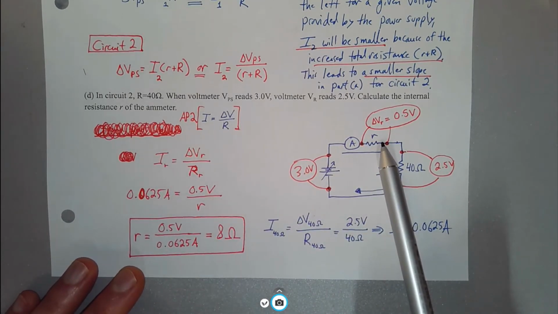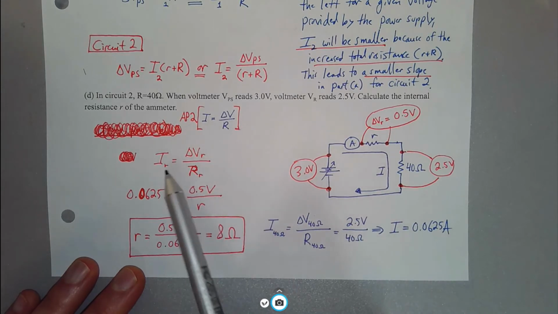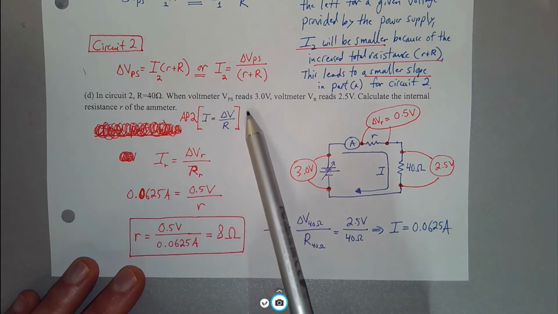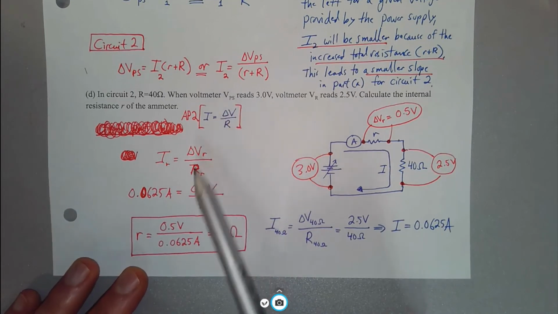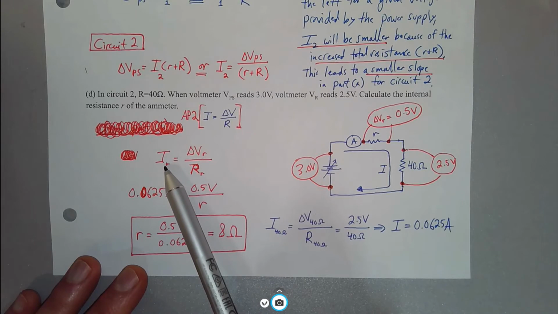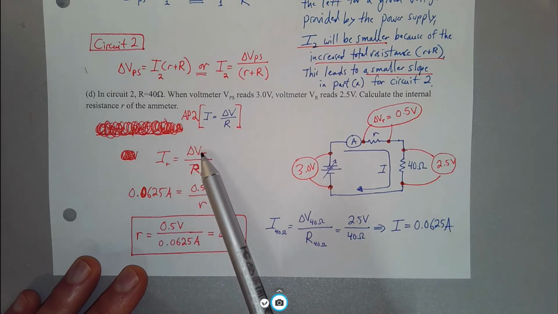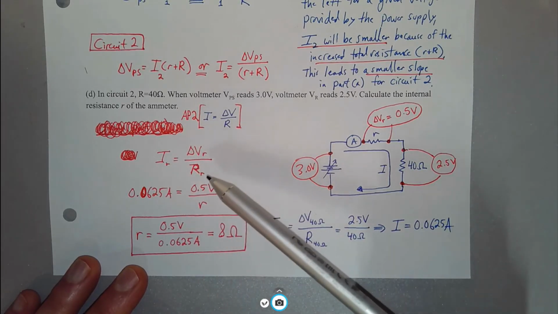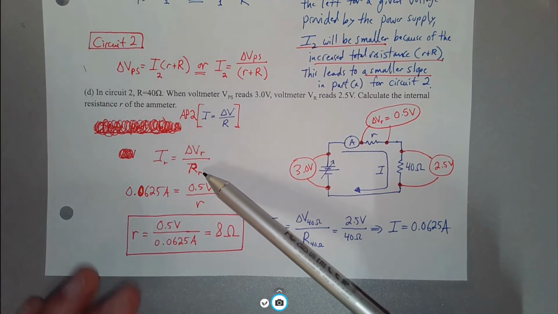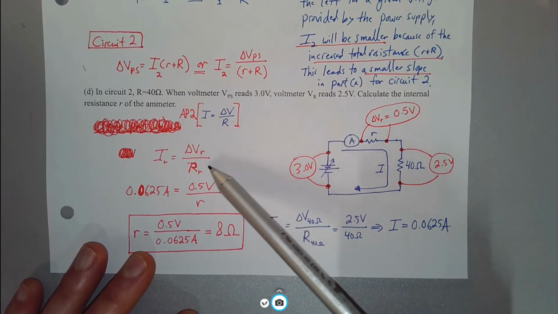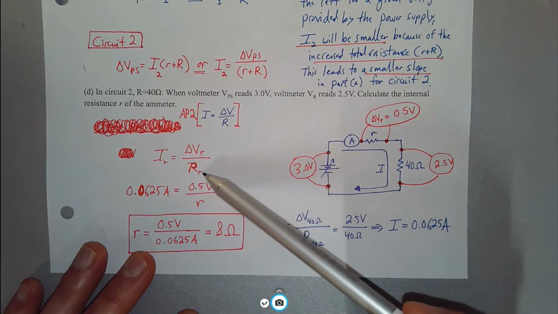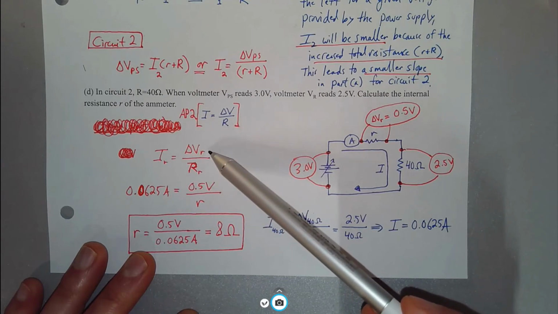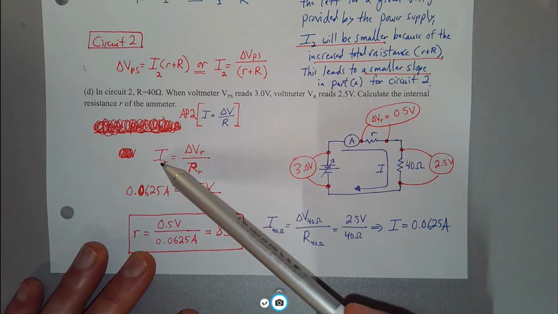Well, if we go back to Ohm's law, this works for any individual circuit element. So the current going through the little resistor is equal to the change in voltage across that little resistor divided by the resistance of that resistor. So we're solving for little r. We can figure out the resistance of the little resistor if we can figure out the voltage across it, and we can figure out the current going through it.